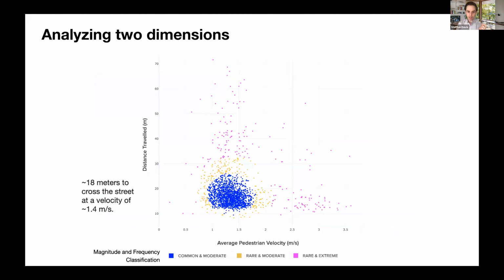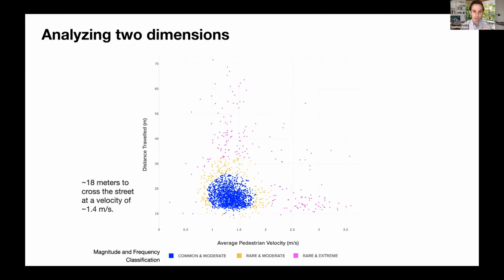Let's add a second dimension to this. So this plot is, again, showing the average pedestrian velocity, but now we've added the distance traveled on the y-axis. In addition, there's a second classification that's been added to this data looking at the frequency of the crossings. So the blue values are crossings with values that are both common and moderate. The yellow values are rare crossings with moderate magnitude. And then the pink dots are the rare and extreme values.